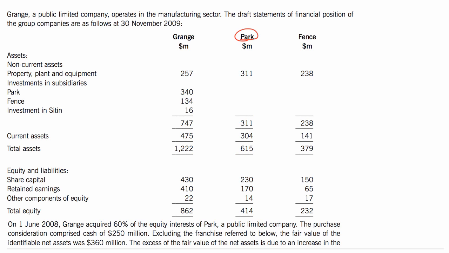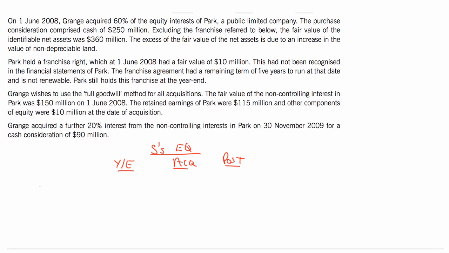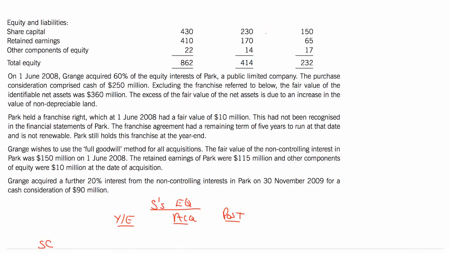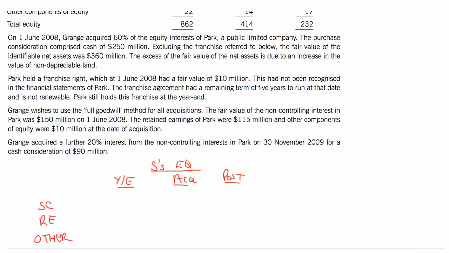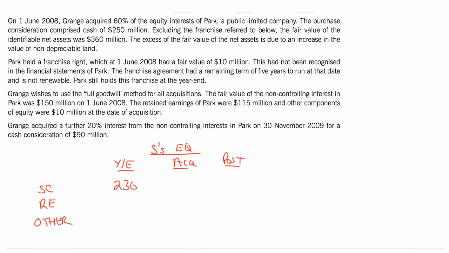Okay, welcome back then. So what you should have realised is that you have share capital, retained earnings and other. You put everything in from S's equity, and it's these three figures here then, the 230, the 170 and the 14. Now, what would at acquisition be then for S's equity? 230 as well. We always presume that's the same figure. Then we need to go find out what Park's retained earnings were and other reserves were at the date of acquisition. So pause the video now and have a look.